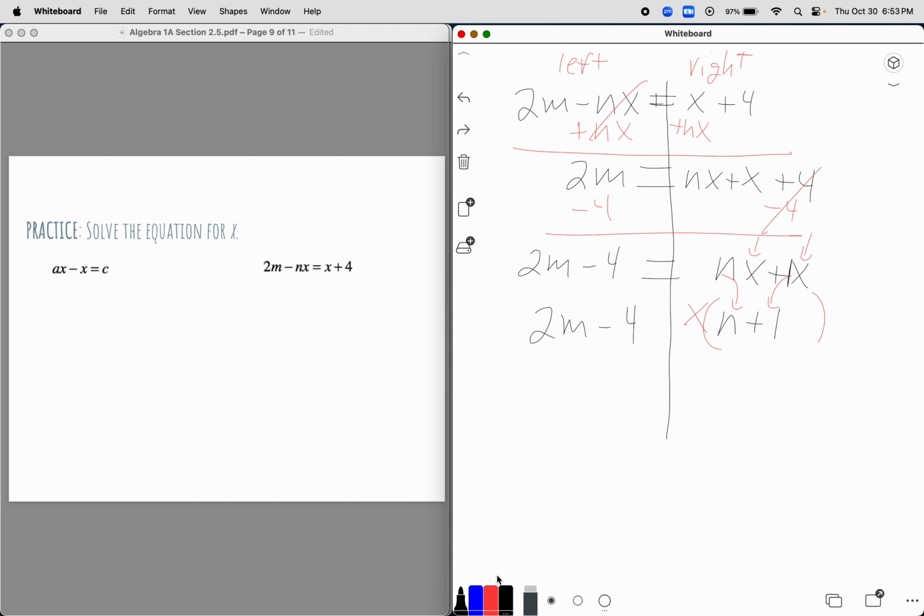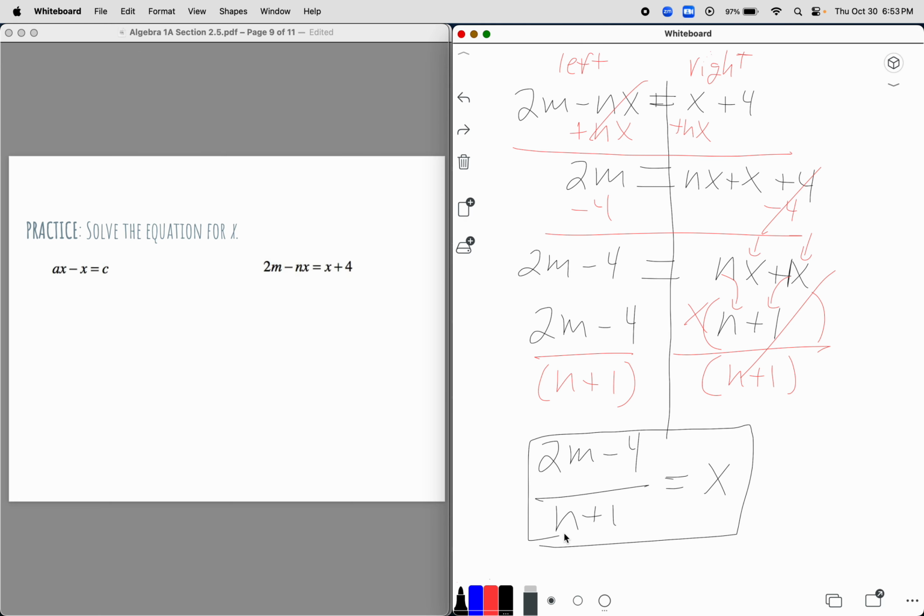All right, x, we want that by itself, so we divide both sides by n plus 1. What I do on one side, you know you got to do to the other. The sum of n and 1 cancels on the left, and we have 2m minus 4 over n plus 1 equals x, and we're done. Okay. We can also do it another way, or have another answer. We can have that n plus 1 in parentheses, and that would be just as legitimate.